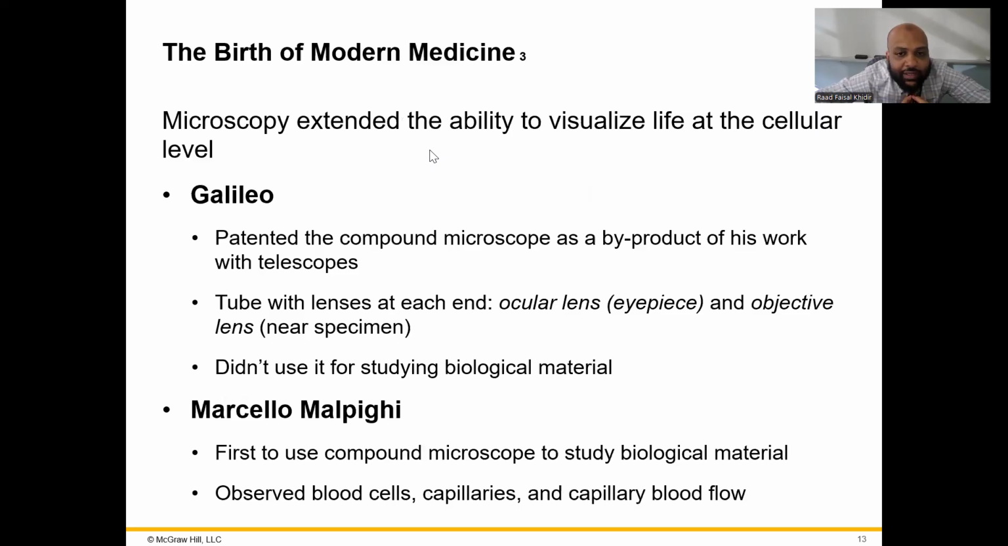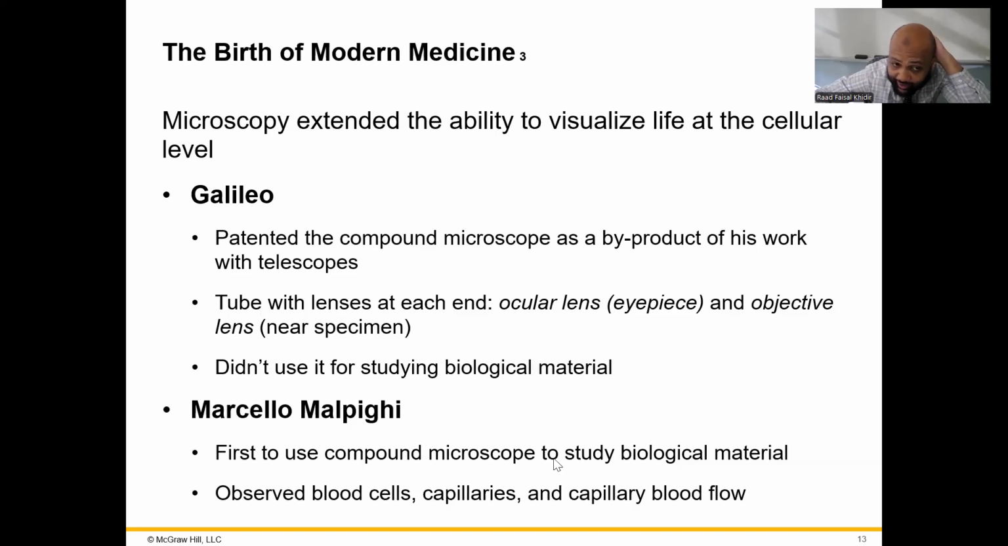Then microscopy extended the ability to visualize life at the cellular level. So we have Galileo, and Galileo was a physicist who was concerned with telescopes. So in a telescope, they had an ocular lens that is close to your eye. That's why they call it the ocular lens. And then a second lens that is very far and close to the object you want to see, known as the objective lens. Then Galileo patented the compound microscope as a byproduct of his work with telescopes, but he did not use it for studying biological material.